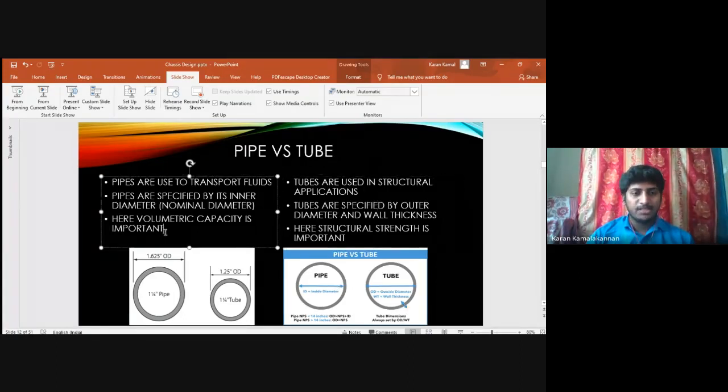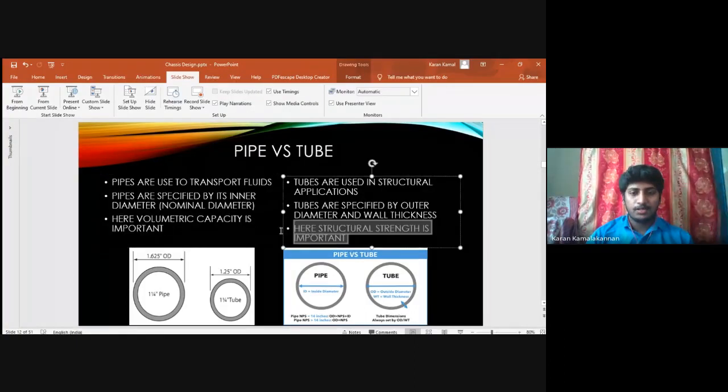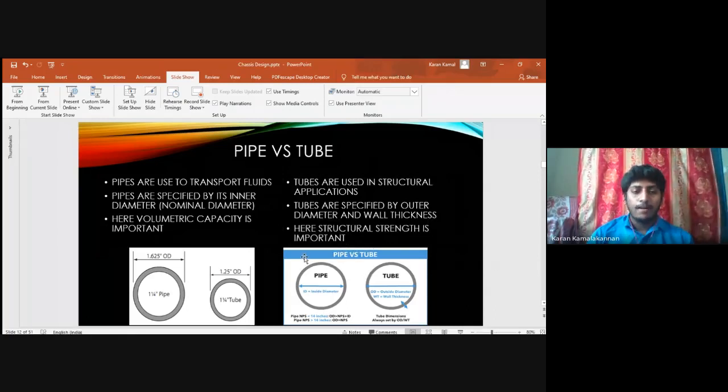Here the purpose of a pipe is to transport fluid, so the inner diameter should be more. So the volumetric capacity is important. But here the structural strength, the thickness of the tube plays a major role in determining the structural strength of the material. So that is the difference. I hope you'll be knowing the difference between pipe and tube by now. So coming to the next slide.